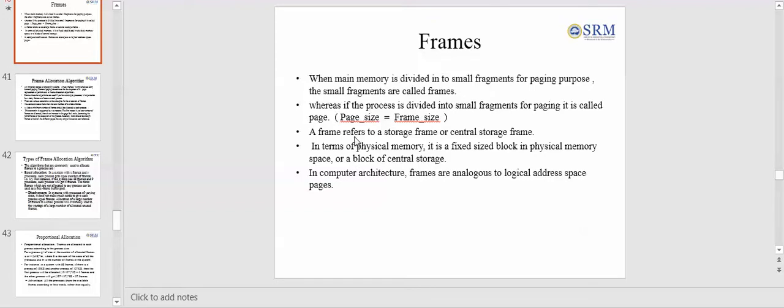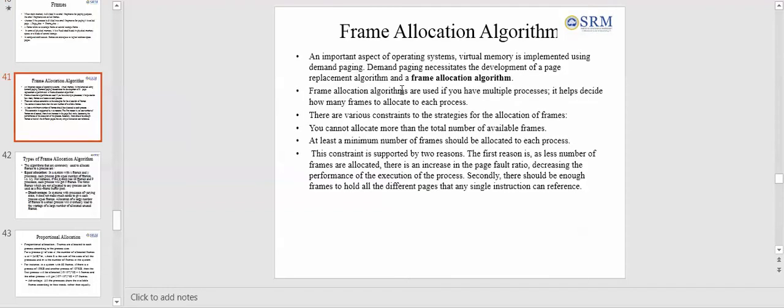Next we are going to frame allocation algorithm. Before this, we have to understand the need for frame allocation algorithm. Why do we need it? Why do we go for page replacement algorithm? If a process has to execute, it has to be brought into the main memory. The main memory is divided into frames, and within the available frames it has to bring in all the pages, and then execute the entire process.